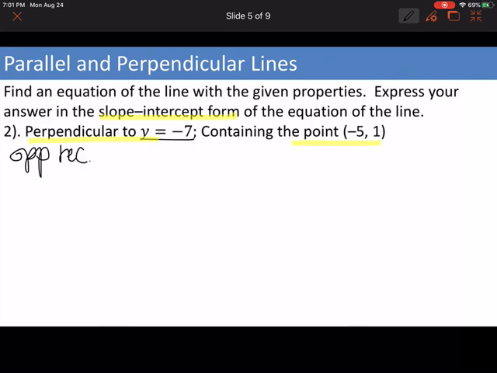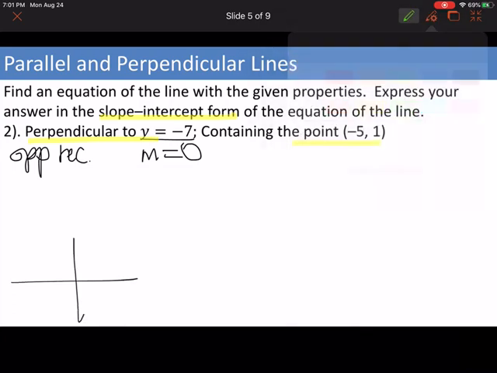What kind of line is that? Well, the slope is 0. That is a flat line, a flat horizontal line. So what would be perpendicular to 0? Well, if you're not sure, I'm going to quickly sketch. Hopefully some of you may know. If it's a horizontal line and it's going through this point, that would be 5, 1 would be about here.